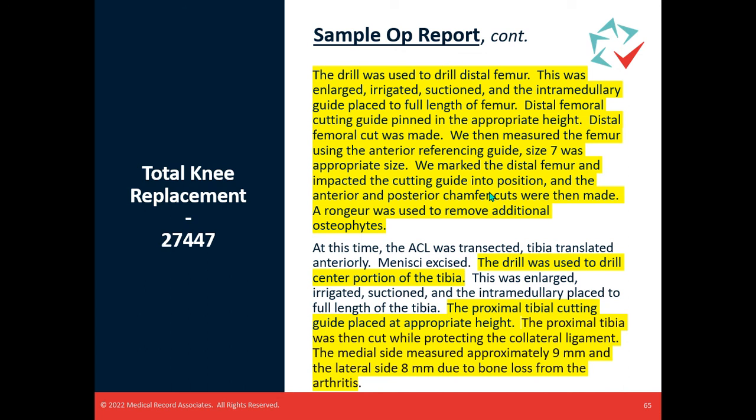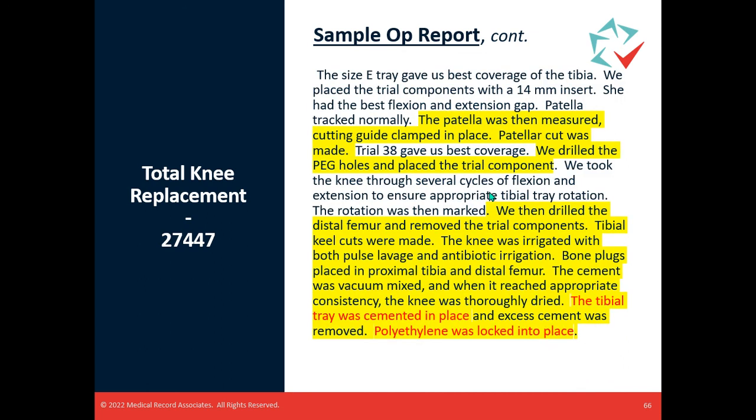So now we addressed and prepared the femur. Now we're preparing the tibia. The proximal tibial cutting guide was placed at the appropriate height. The proximal tibia was then cut while protecting the collateral ligament. The medial side measured approximately 9 millimeters and the lateral side 8 millimeters due to bone loss from arthritis.